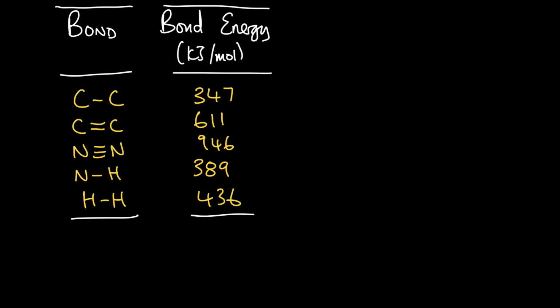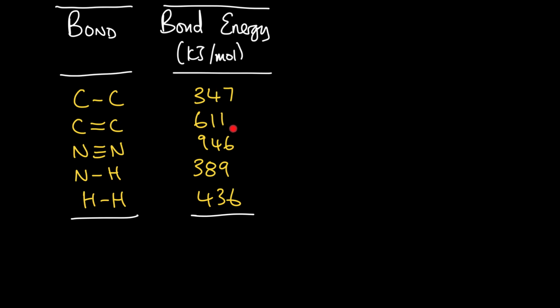Here's a table I quickly sketched out. These are 5 different bonds, and the amount of energy it takes either to break them or the amount of energy you get out when you make them. Let's have a look here. The single bond versus the double bond. We said earlier the double bond is stronger, and we can see you have to put in almost twice as much energy to break the double bond.